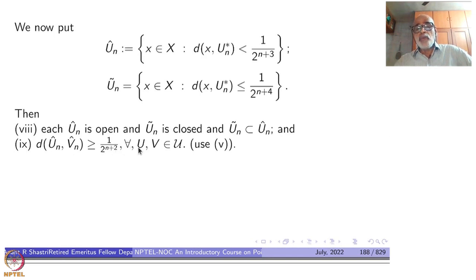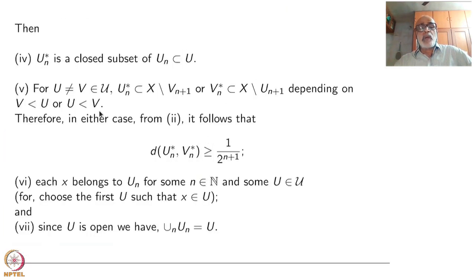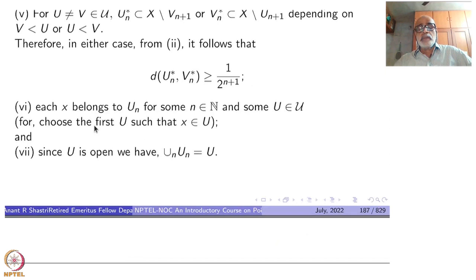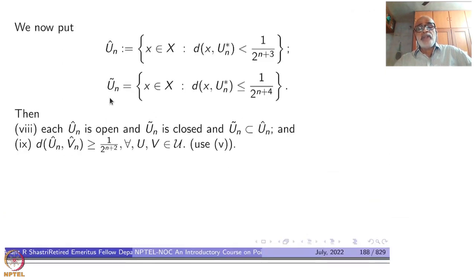Okay? For every U, for every V inside U. So this time you can directly use the fifth property here, that the distance between U_n star and V_n star is 1 divided by 2 power n plus 1. Okay. So, U_n hat, V_n hat, similarly you can talk about U_n twiddle. This U_n twiddle really will not be needed in the final proof, but it will play some auxiliary role, so I have kept it. Okay. So, the distance between U_n twiddle and V_n twiddle is 1 by 2 power n plus 2, and they are open subsets. No matter whether U occurs first or V occurs first.